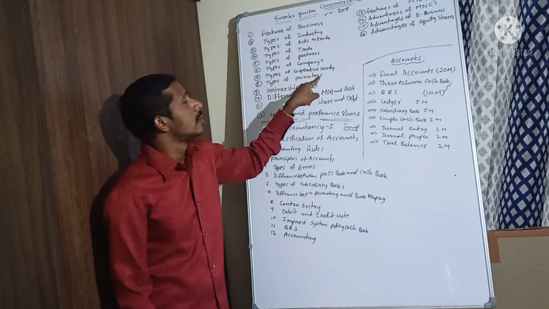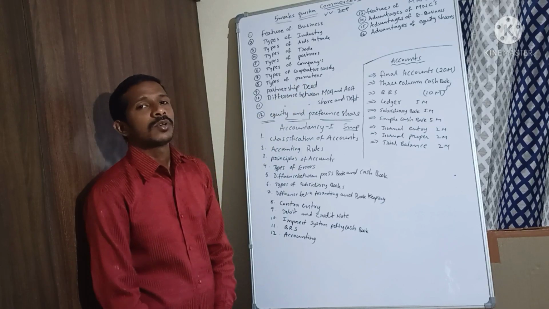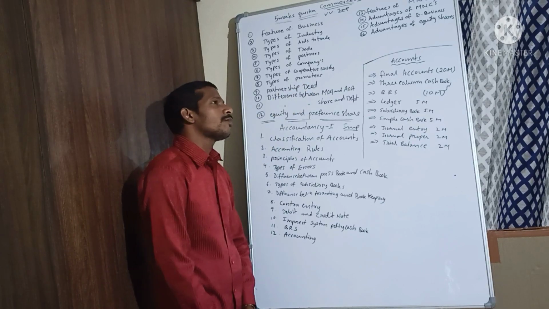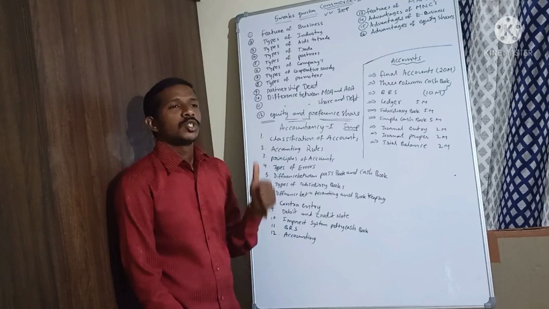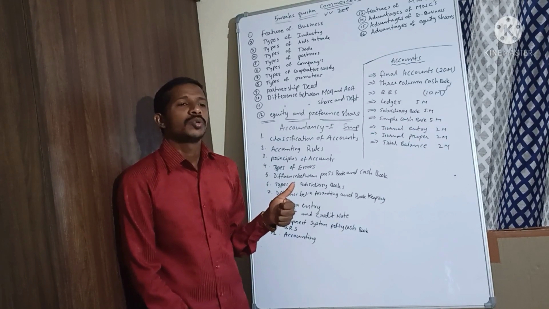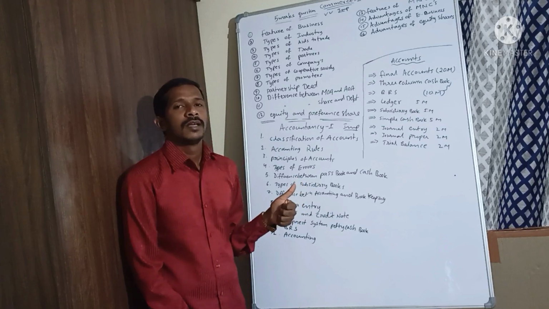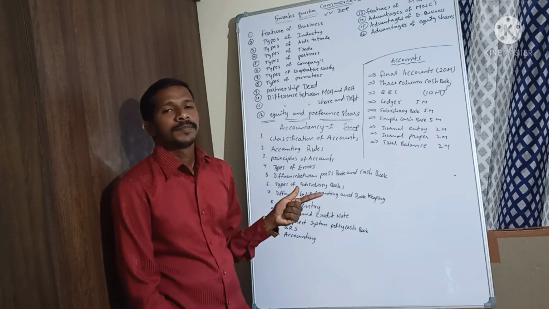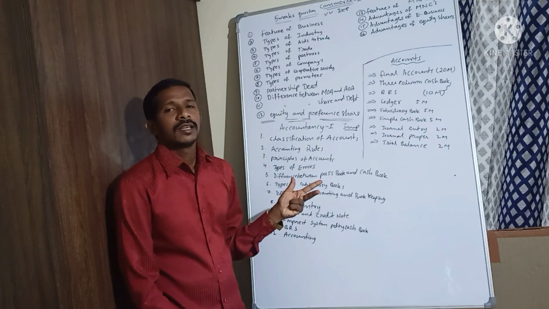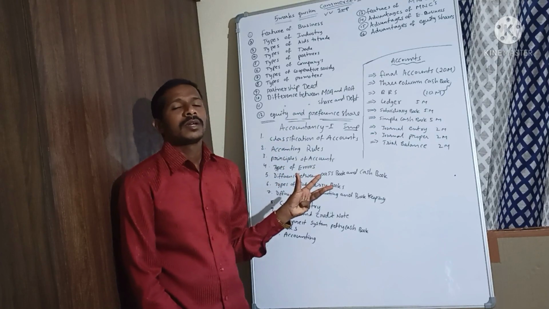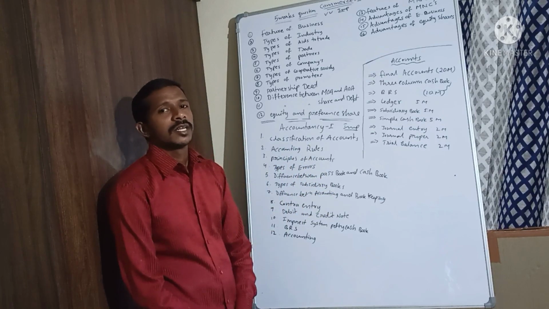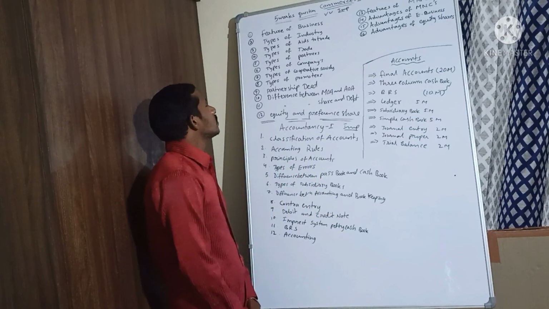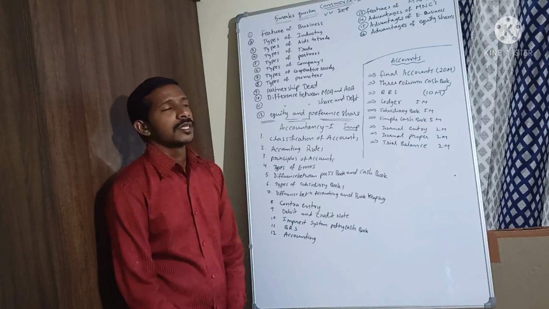types of cooperative society. There are different types of cooperative societies: consumer cooperative society, producer cooperative society, marketing cooperative society, farming cooperative society, credit cooperative society, housing cooperative society. Okay, these are the different types of cooperative societies.